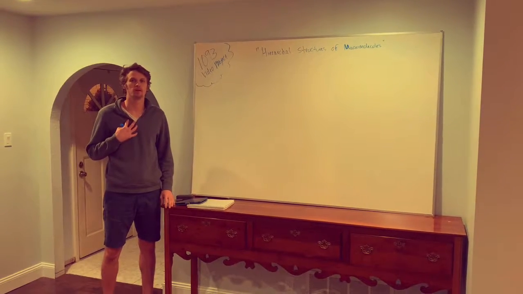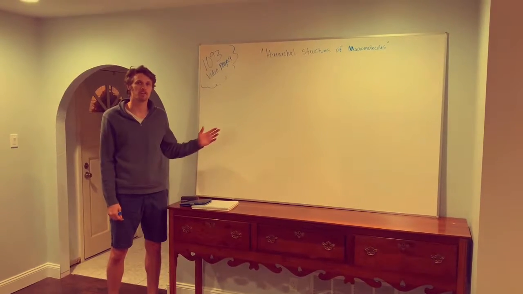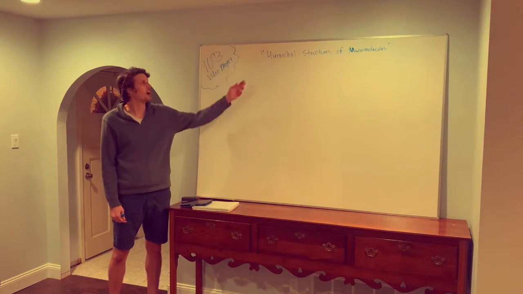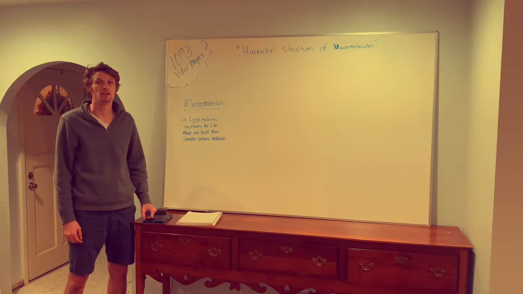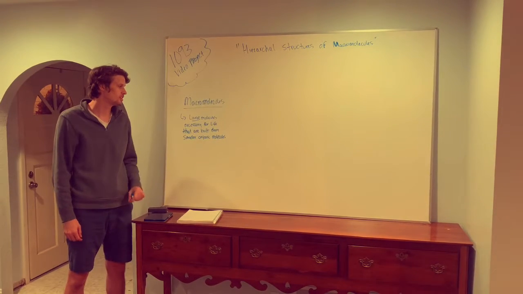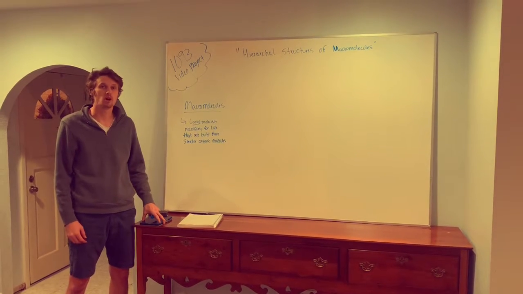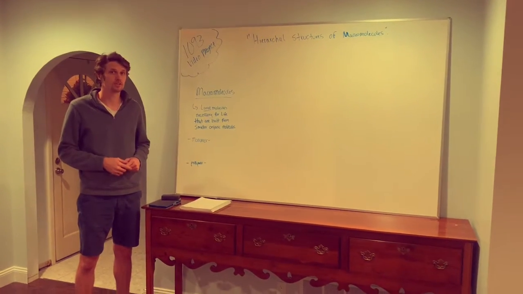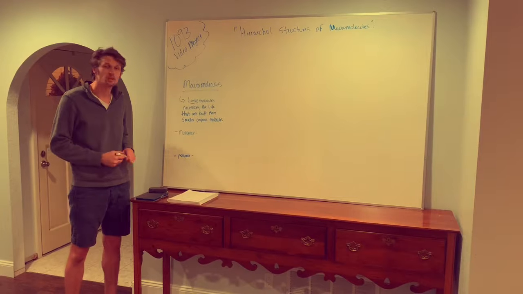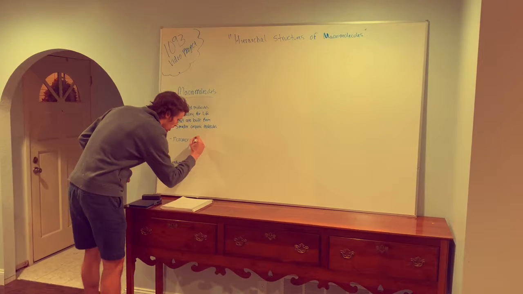My name is Ryan Webb, and today we're going to be going over my video presentation covering the hierarchical structures of macromolecules. Macromolecules are large molecules necessary for life that are built from smaller molecules. There are two basic ways to build a macromolecule. First, it's going to be by the monomer. Monomers are labeled as building blocks.